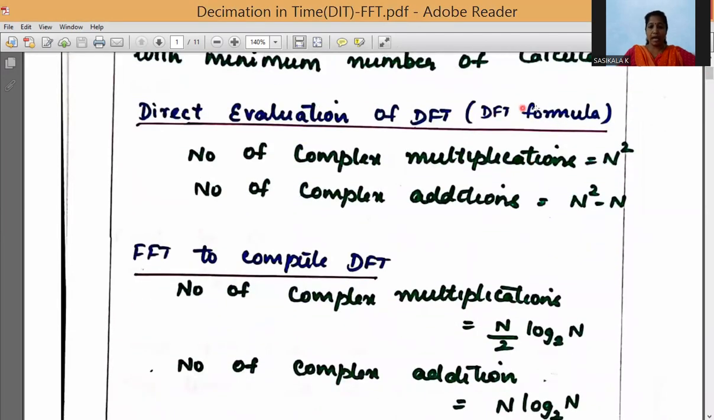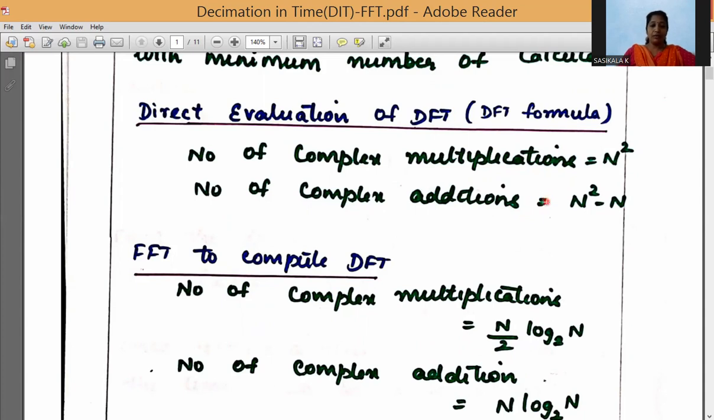If we use the direct formula to calculate DFT, then the number of complex multiplications required will be capital N square, and the number of complex additions required will be capital N square minus N, where N is the number of output points required to calculate DFT. So if we use the direct formula, it is a very time consuming process and it has a large number of calculations.